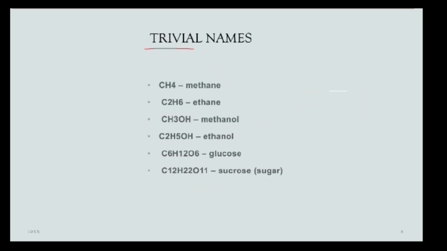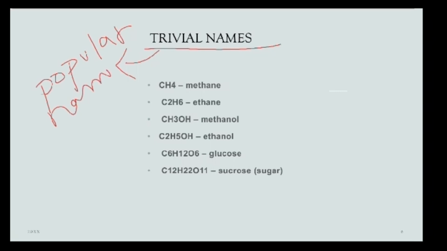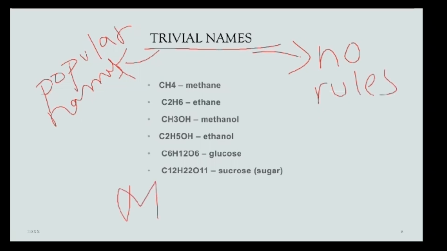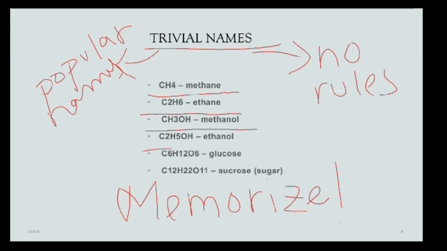The last one is trivial names. Trivial names are basically some popular names of elements and compounds, and there are no specific rules for writing the names or formulas of these compounds. So unfortunately there is no other option for us but to memorize the popular names of some compounds. Some examples are methane CH4, ozone O3, ammonia NH3, etc. I have listed more such names here for you to have a look.